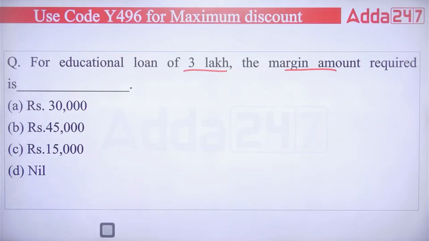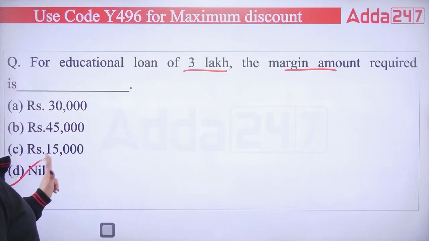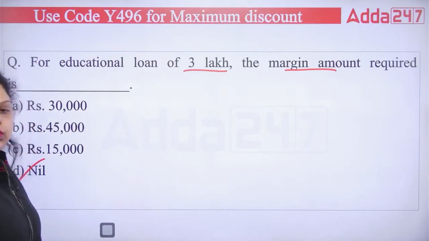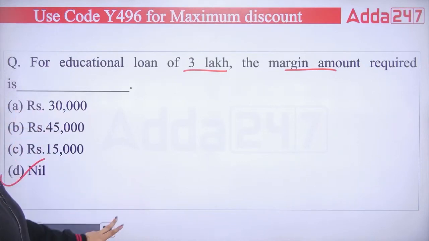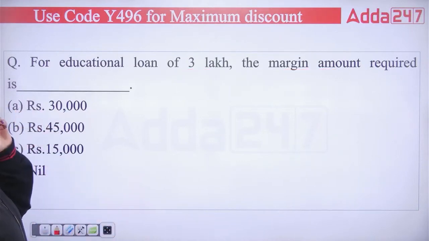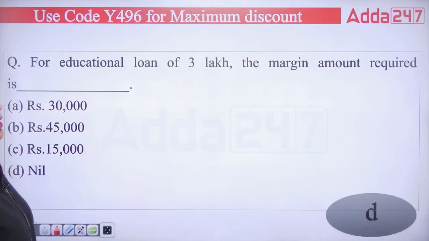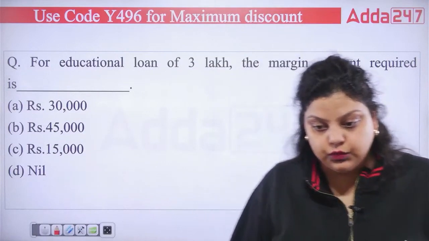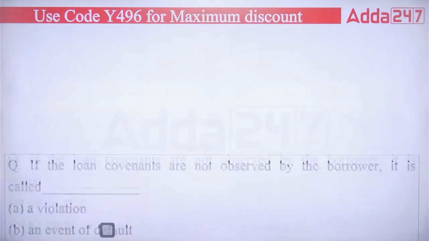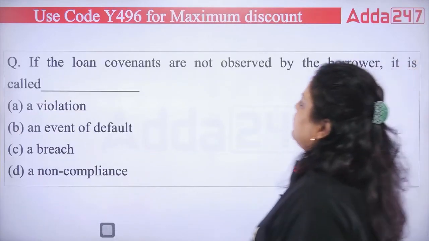Margin money required is actually none of these. It means nil. It will be the right answer. For an educational loan of 3 lakh, margin amount required is nil. None of these amount is required, or nil amount is required to have the 3 lakh rupees educational loan. The first condition. Okay.